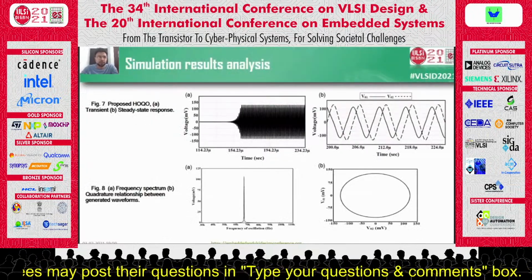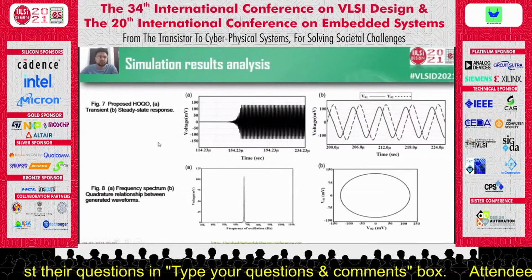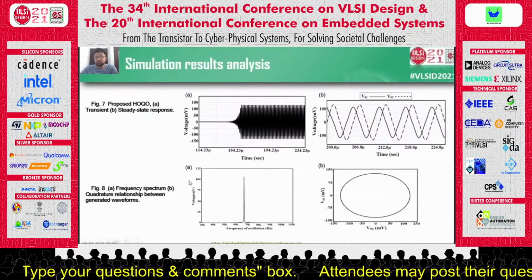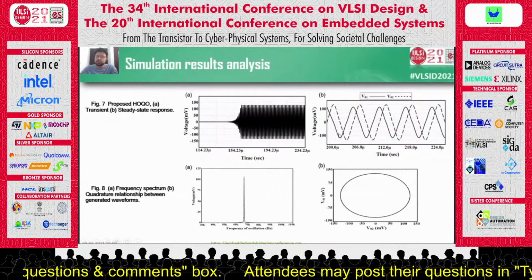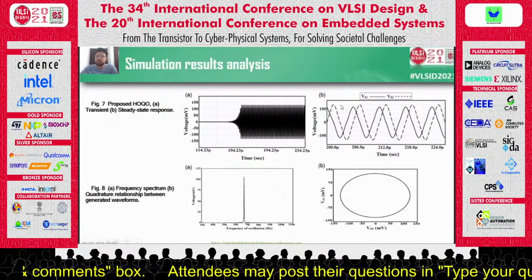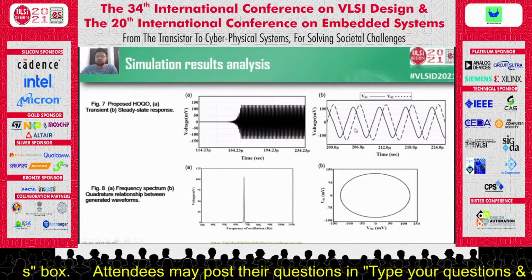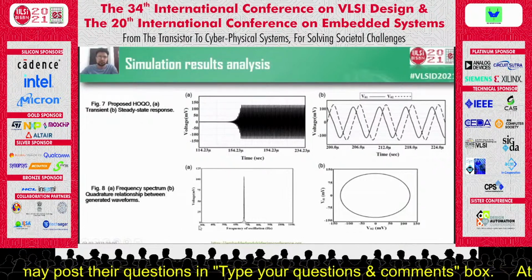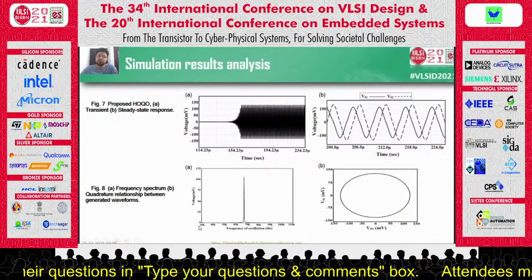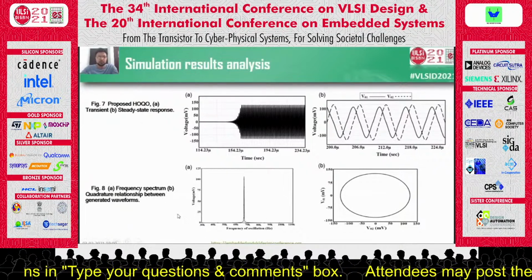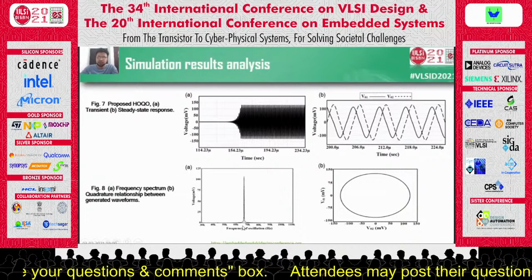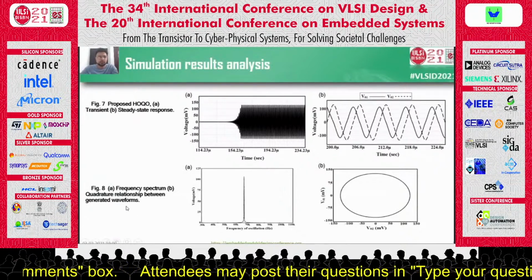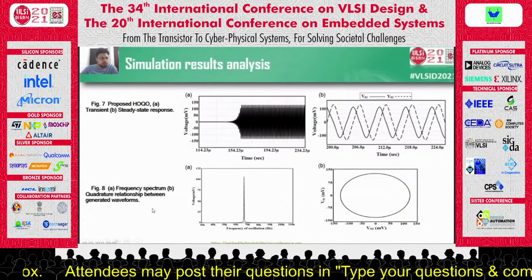So figure 7 shows the simulated results, the transient and the steady-state response of the proposed higher order quadrature oscillator configuration. So this is the steady-state response at the terminals V01 and V02, which provides a phase shift of 90 degrees. And the frequency spectrum: the proposed structure is designed for 68.056 kilohertz, and the frequency spectrum is obtained around 69 kilohertz. And figure 8 shows the quadrature relationship between the generated waveforms.